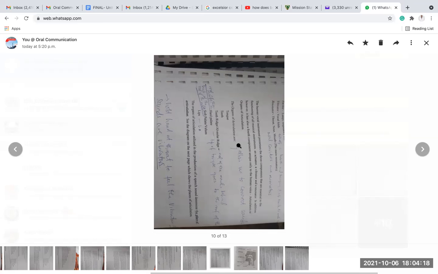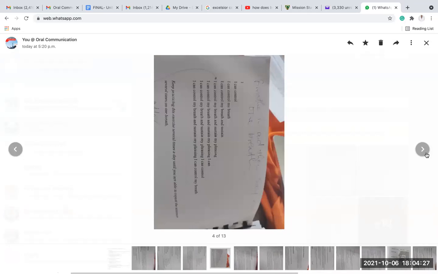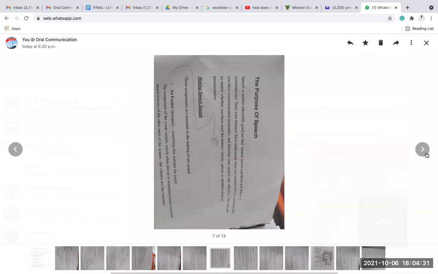And if we go back a little, breathing, we did that. If we are making speech sounds, we see that there are three components. What are the three components in making speech sounds?